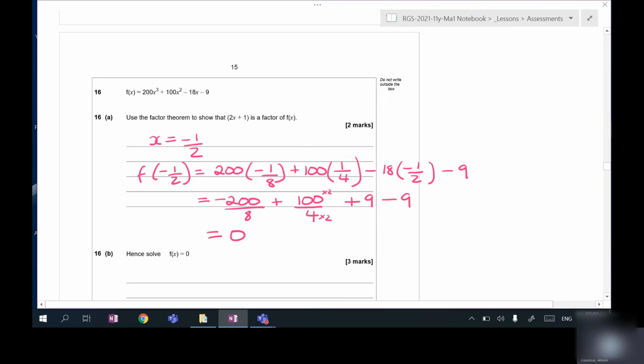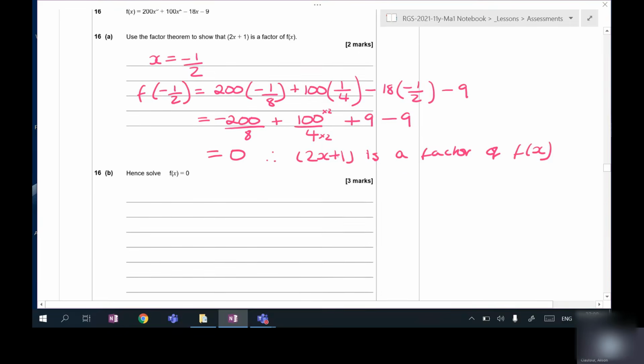Okay, and it's really important. Once you've said it's 0, you do need to write words. So you do need to say, therefore, 2x plus 1 is a factor of f of x.